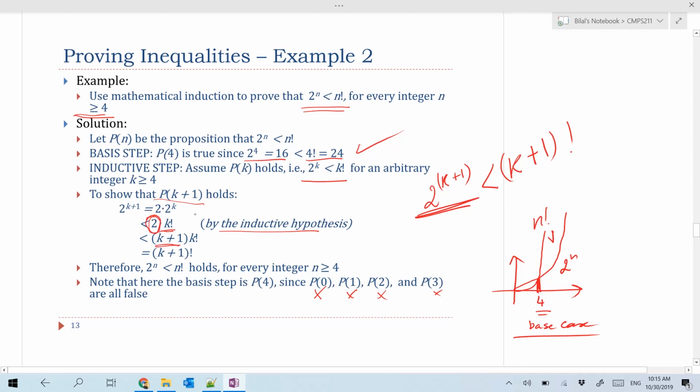Since k is greater than or equal to 4 in our inductive hypothesis, we can keep the inequality and replace 2 by k plus 1. This term is strictly greater than 2. So this whole term is strictly greater than this whole term, which is strictly greater than the original one. And this is nothing else but (k+1)!, okay? Because (k+1)! is 1 times 2 times 3 up to k times (k+1). And now we have the property true for k plus 1. Good.